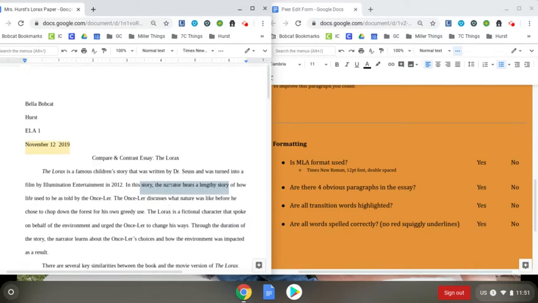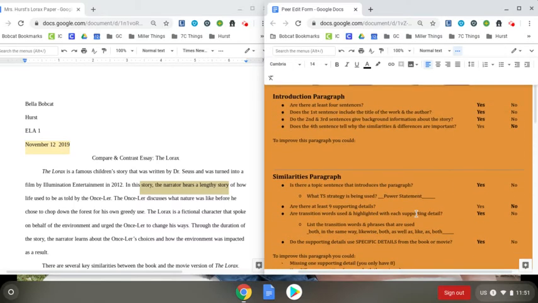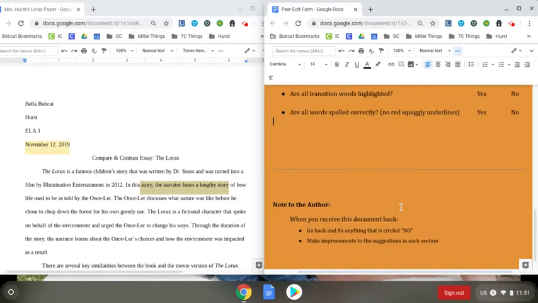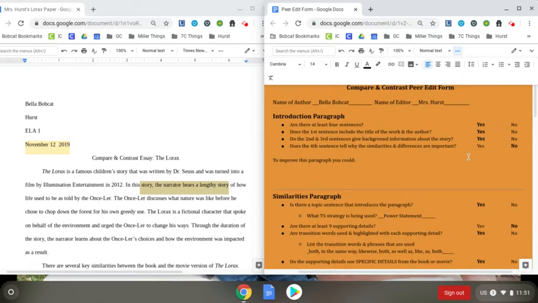Okay, when you are completely done, you've read through it 3 times, you've filled out this paper completely, you are going to give the paper back to the original author so that they can use it to make corrections. And I will explain tomorrow how to go through the correction process.